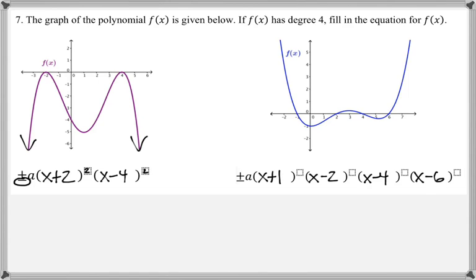And each of these, because they cross, and because our total degree is only 4, all of these would just be 1. And because this is going up as you go to the left and right, this would have to be positive.